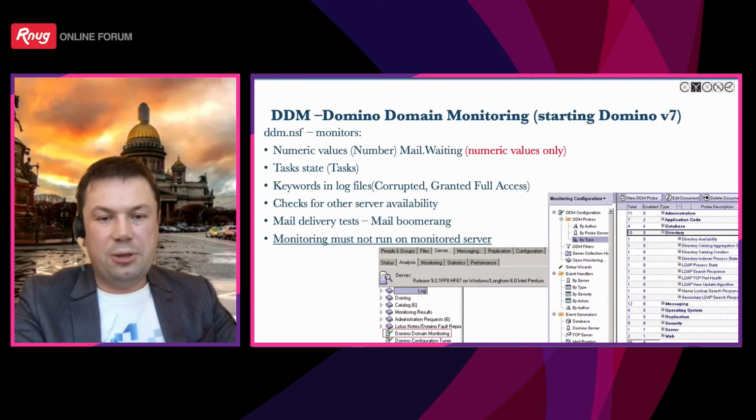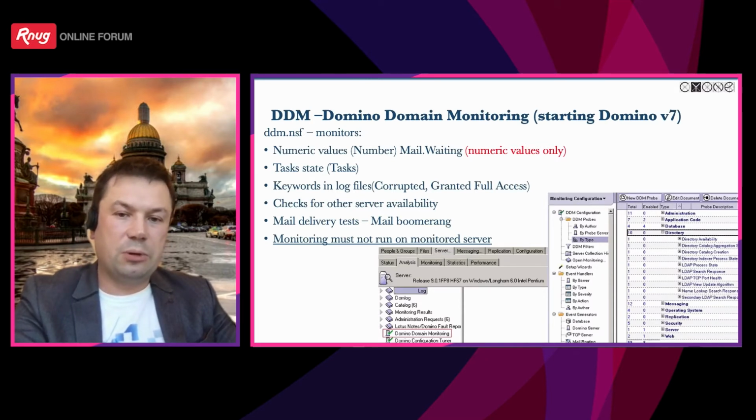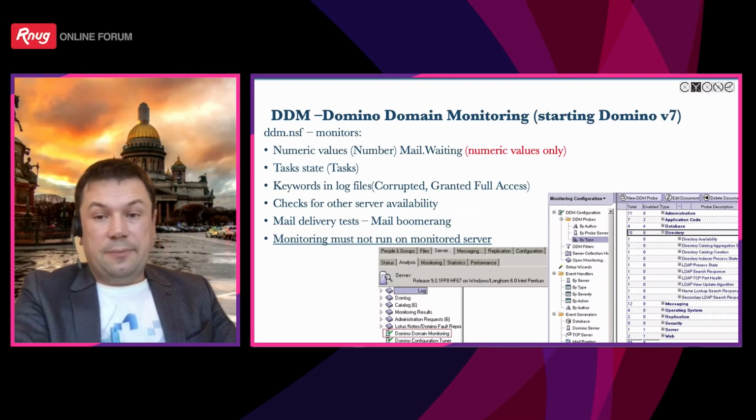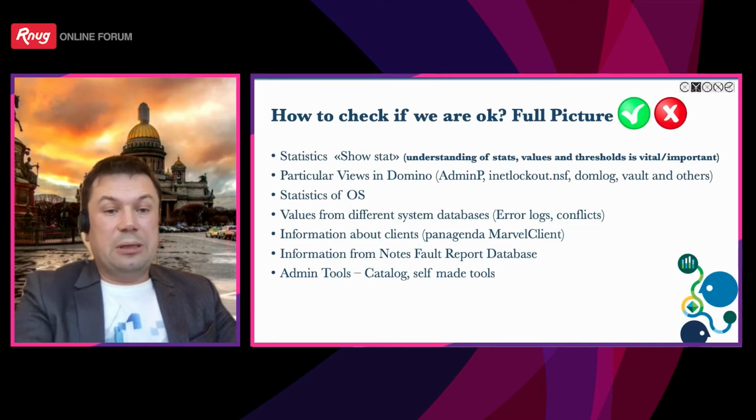Speaking about DDM, this is a cool solution. It's a super one for Domino version 7. We can monitor many things, but we can only monitor digital values, so numeric values only. Everything that is text, you cannot monitor it, like desynchronization of DAOs cannot be solved very well. You cannot so easily find it.